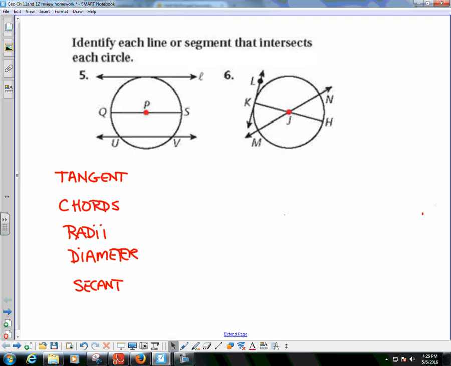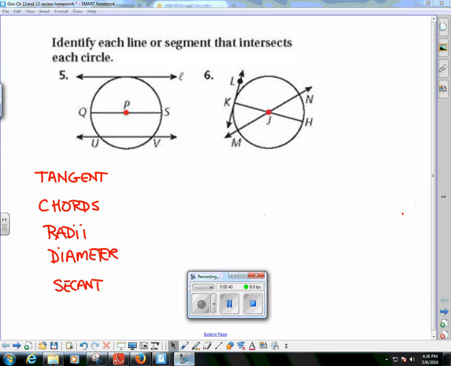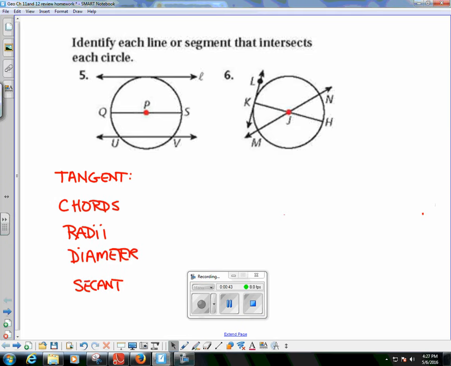For the bookwork, problems 5 and 6 are extremely similar, so I'm only going to do problem 5, although there's something I want to talk about for problem 6 real quick. If I look at problem number 5 and I need to talk about the tangent, then I would say that the tangent is line L, and if I write it in cursive, that denotes line L. I don't need to do any other notation. I need to talk about the chords for this problem. So I can say that segment QS is a chord, and I can say that segment UV is a chord. Keep in mind the definition of a chord is a segment whose endpoints lie on the circle.